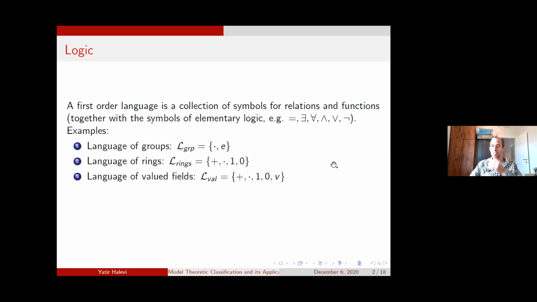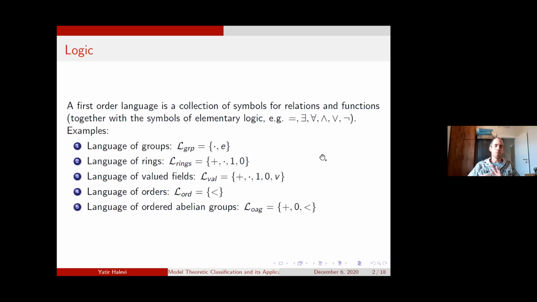Language of valued fields: it's the same as in rings, but we add another symbol, which we usually use to define the valuation ring, the ring of integers. I'll talk more about it later when we talk a bit about valued fields. Language of orders: just one relation symbol, the order. And you can combine it and say for ordered abelian groups, have the addition, the identity element, and another relation.